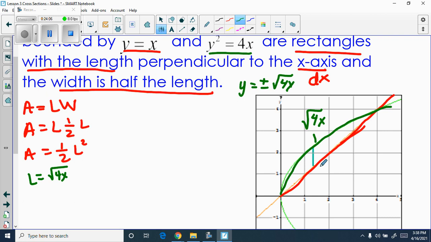And then we're coming down and we're hitting this line here, which is y equals x. So minus x will be our length. So we're going to plug that into our formula. We've got 1/2 times the square root of 4x minus x squared.